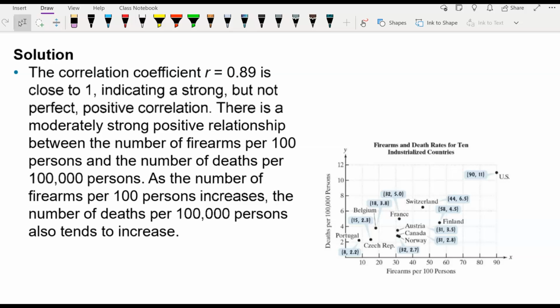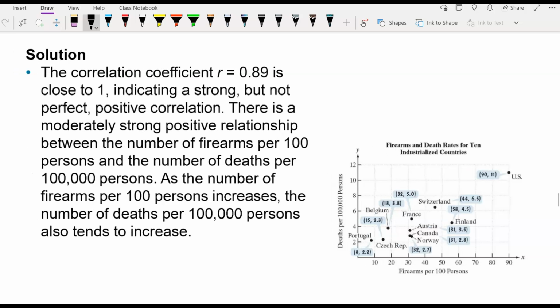All right, so it's graphed over here. So the correlation coefficient R equals 0.89 is close to 1, indicating a strong but not perfect positive correlation. There is a moderately strong positive relationship between the number of firearms per 100 persons and the number of deaths per 100,000 persons. As the number of firearms per 100 persons increases, the number of deaths per 100,000 persons also tends to increase.